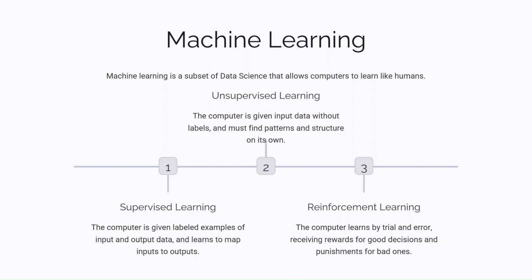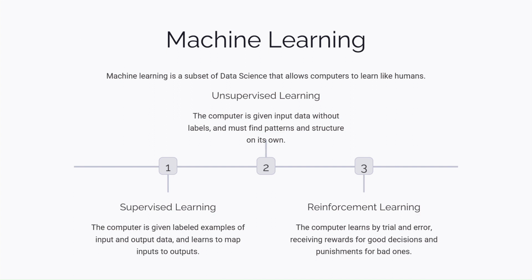Similarly, unsupervised learning is an example of books. Now, when we read a book, when we read the data, it's up to us how we are learning it, or how we are understanding that. Similarly, in unsupervised learning, the computer is given input data without labels, and it must find patterns and structures on its own. And similarly, when we learn from our past experiences, we are replicating that in reinforcement learning. The computer learns by trial and error and receives rewards for good decisions and punishments for bad decisions. And that's how it is learning from experience.